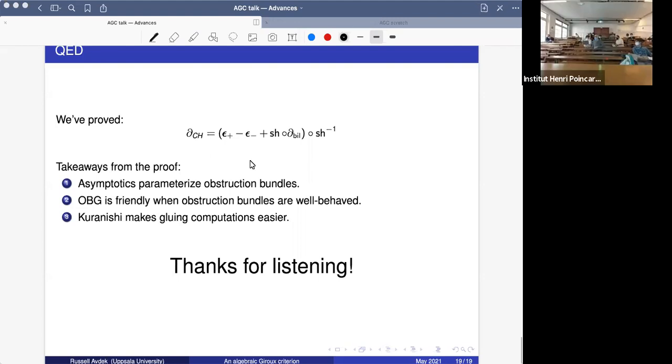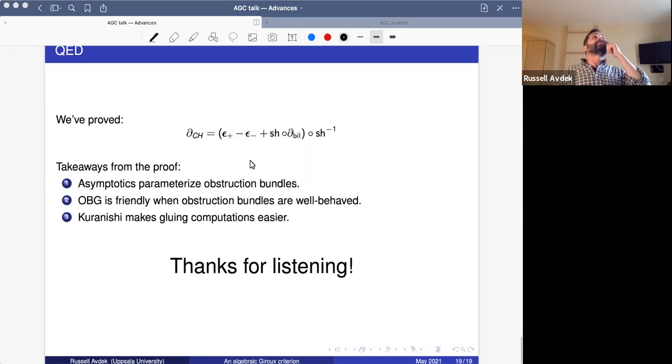Okay, I have a question. I got lost when the Kuranishi stuff came in, because in my mind the obstruction bundle technique is exactly when you can do things without going to this fancier technology. So why do you need both?